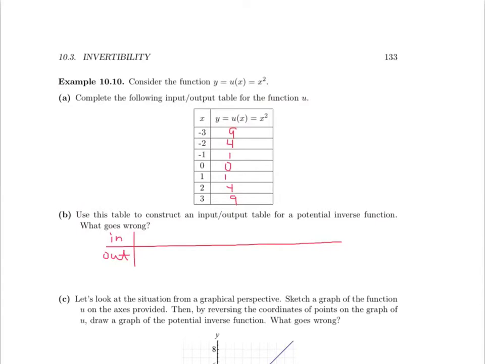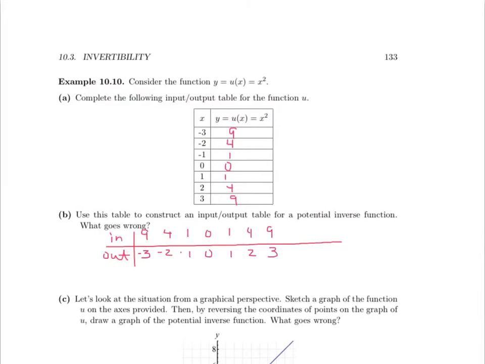So in particular, if I substitute the number 9 in according to my table, I should get -3 out. If I substitute 4 in, I should get -2 out. If I put 1 in, I get -1 out. If I put 0 in, I get 0 out. If I put 1 in, I get 1 out. If I put 4 in, I get 2 out. If I put 9 in, I get 3 out.